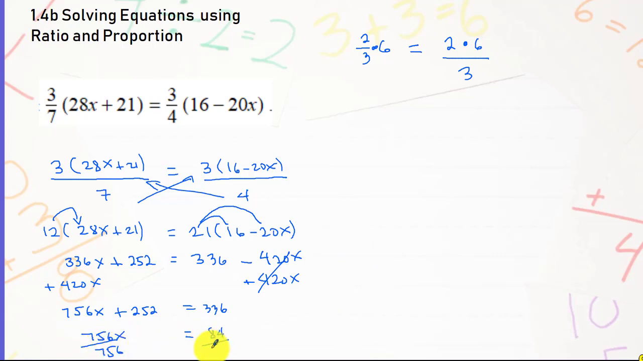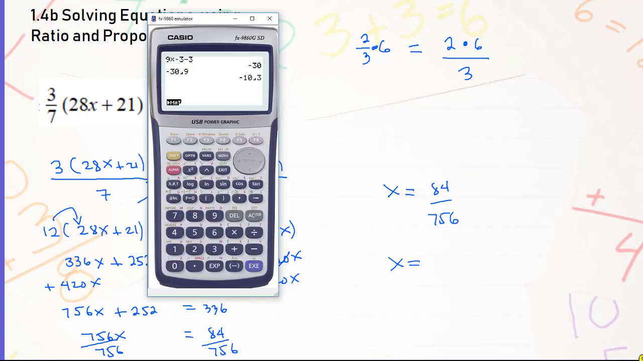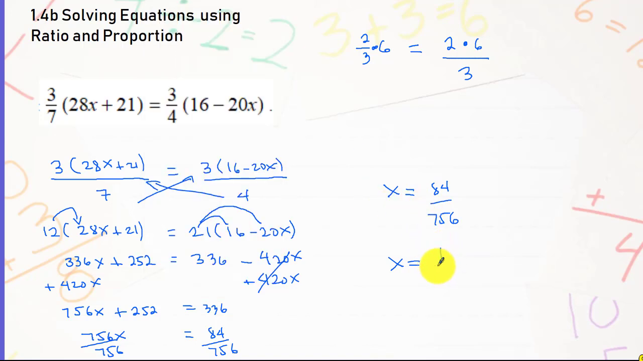All right. And then finally, use your division property. Divide by 756, divide by 756. We are going to get x equals 84 over 756. Now we can surely simplify this fraction. Let's use our calculator. I'll type in 84 over 756 and it will give me 1 over 9. Okay, so the answer here will be 1 over 9.